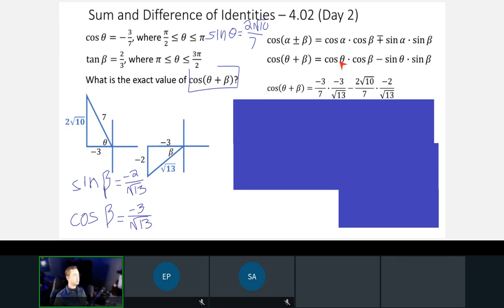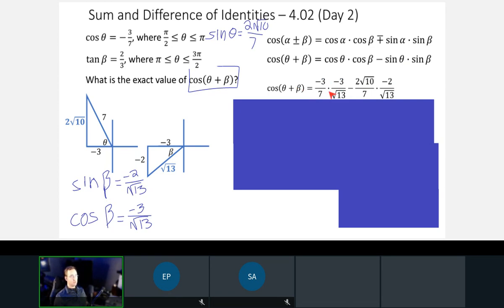Cosine of theta, that's given. That's -3 over 7. So that's what I wrote here. Cosine of beta, well, that is -3 over rad 13. That's down here. We found that. Minus, don't forget your minus sign. Sine of theta, well, sine of theta is 2 rad 10 over 7. So there's your 2 rad 10 over 7. And then times your sine of beta. And sine of beta, well, it's right down here. It's -2 over rad 13. So we drop those in and then we do the math.